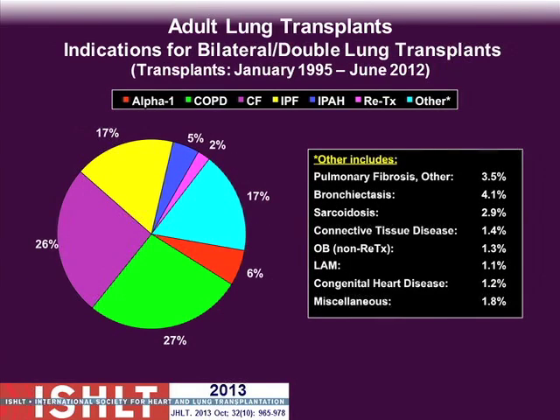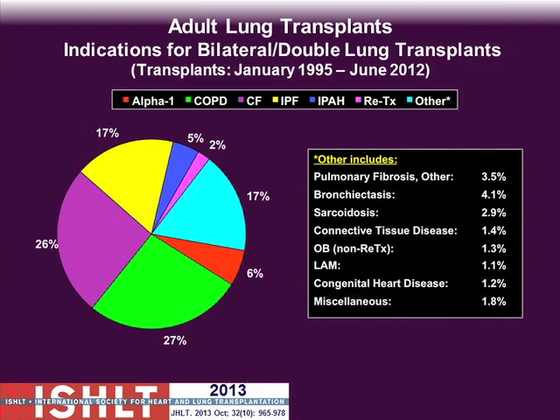This next slide is the ISHLT data showing the indications for bilateral double lung transplant. Again, COPD is the leading indication for a double lung transplant worldwide, followed closely by cystic fibrosis. Again, cystic fibrosis necessitates the need for a double lung transplant because it is a suppurative lung disease. The indication of a single lung transplant versus a double lung transplant, again, is based on several factors. But as you can see, double lung transplants are starting to make up more and more of the transplants that we are doing worldwide, especially also in the United States.